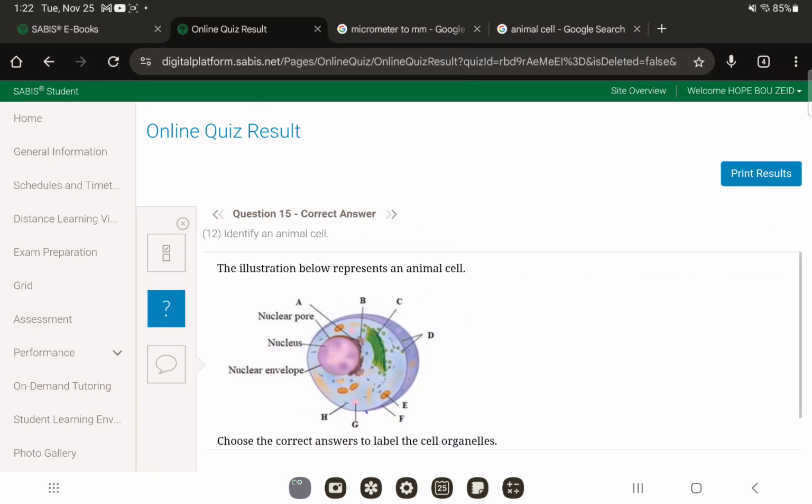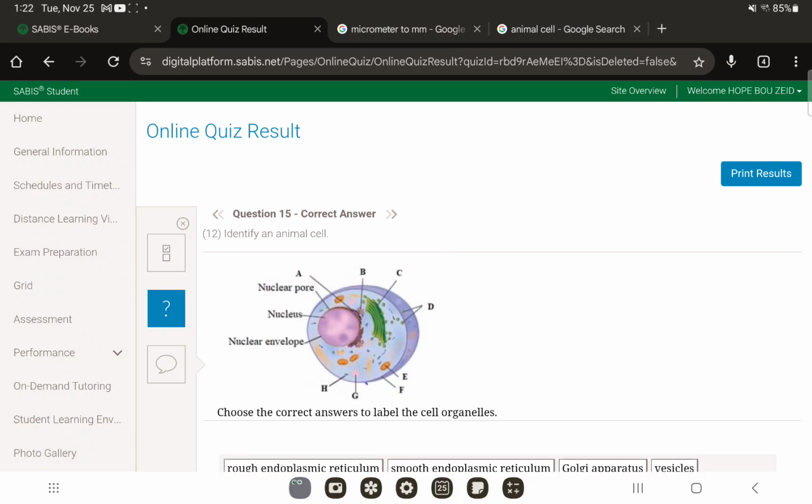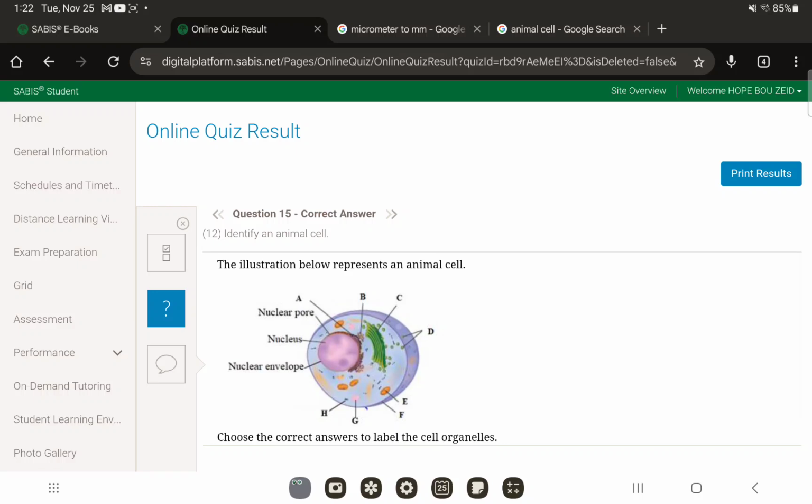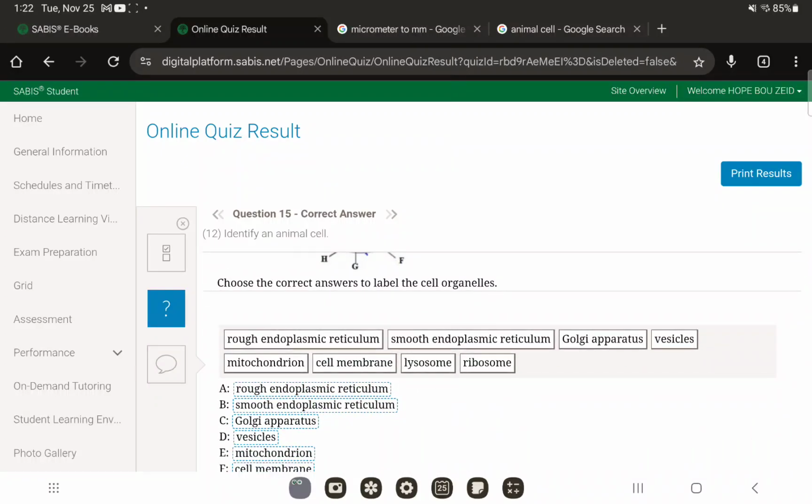So they synthesize different things, basically. Choose the correct answers to label the cell organelles. This is probably going to come in the exam. You have to know what each organelle and what each part of the cell is called and which one it is.